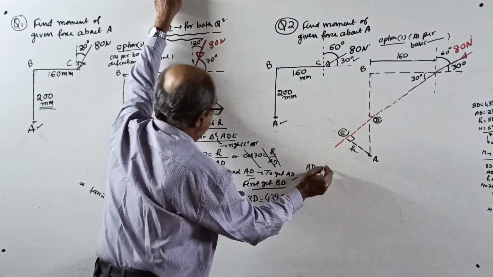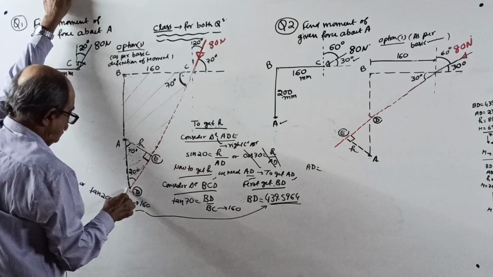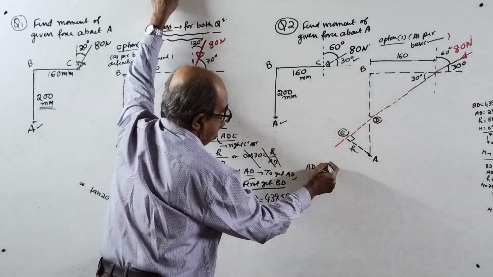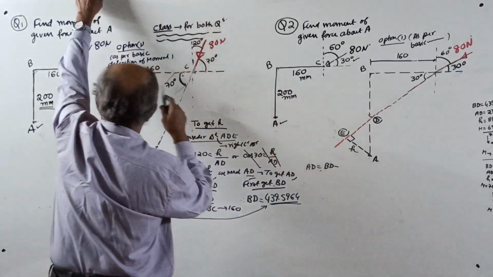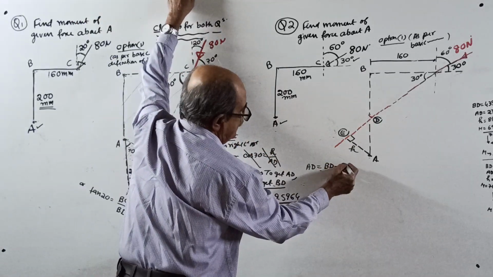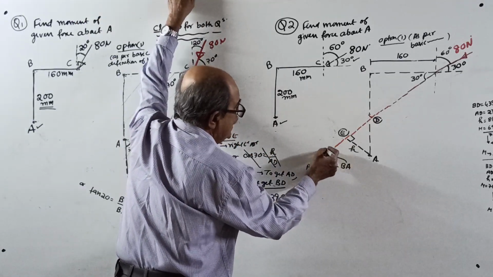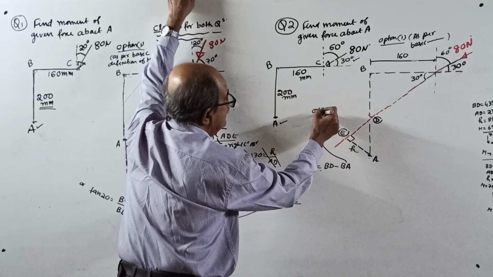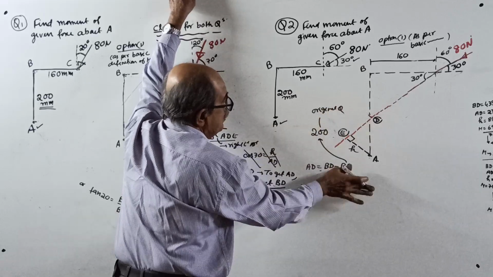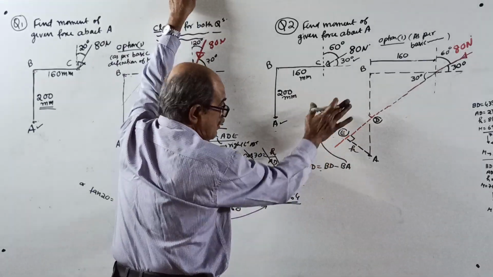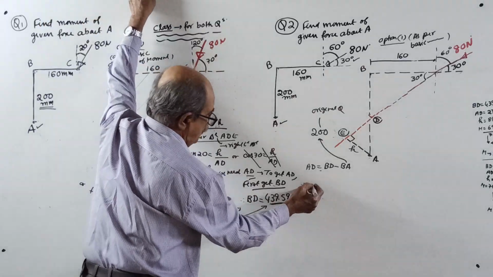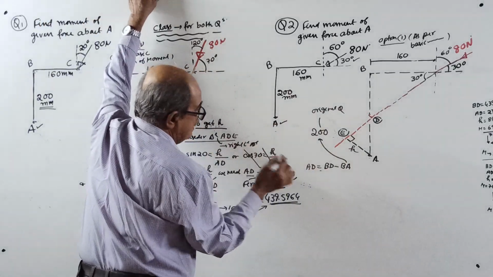AD equal to BD minus BA. BA is 200. Why? See the original question. I am writing this side only for this question. I will come to the other question later. BA is 200 from the original question.